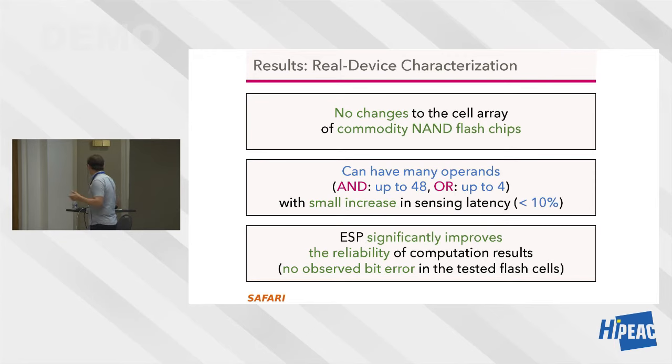So again, you can do this with no changes to the cell array of commodity chips. You can have many operands, and we didn't observe any bit errors in the tested Flash cells. This is very different from DRAM. In DRAM, we cannot do this, unfortunately. We don't have the capability to manipulate charge in cells as much as we have the ability to do that through a Flash controller in Flash.